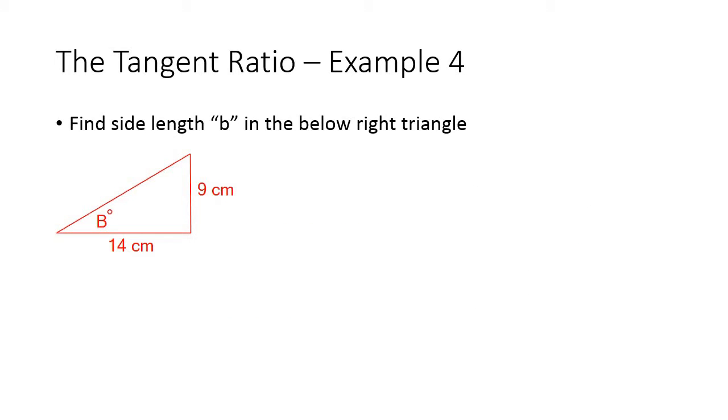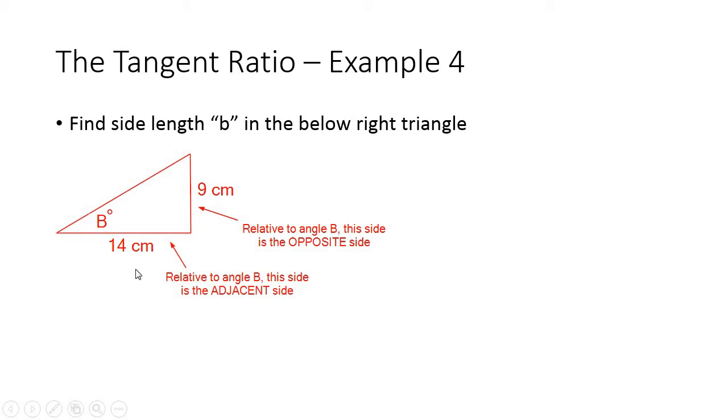Example 4 of the tangent ratio. Find the side length b in the below right triangle. And sorry, this should say find the angle b in the below right triangle, of course, because that is what's labeled here. Slight mistake I made. So remember, again, this is find angle b in the below right triangle. Relative to angle b, this is our opposite side length. Relative to angle b, this is our adjacent side length.